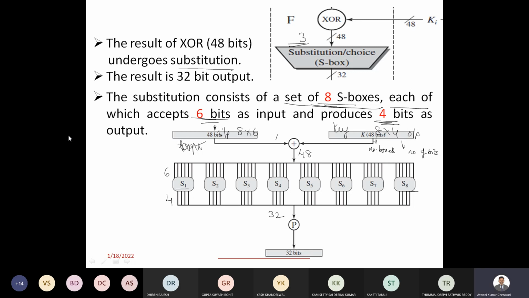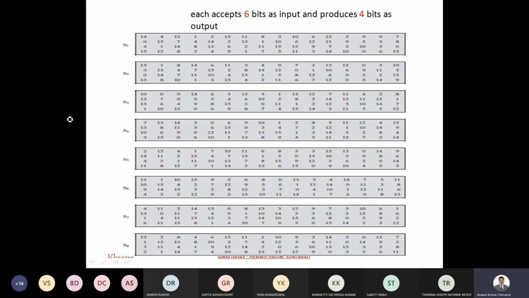What happened is this: my ActiveInspire software is not working properly, so I have to use the PPT as the notepad. Okay. So now let us see, this is the process. These are all the S boxes. Okay. So you have 8 substitution boxes, box 1 to box 8.